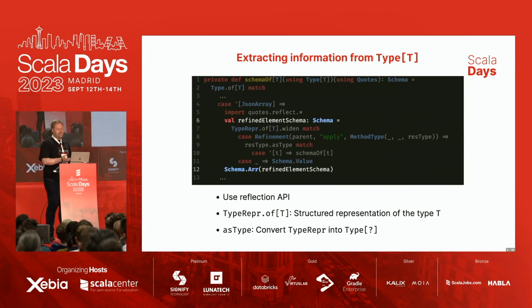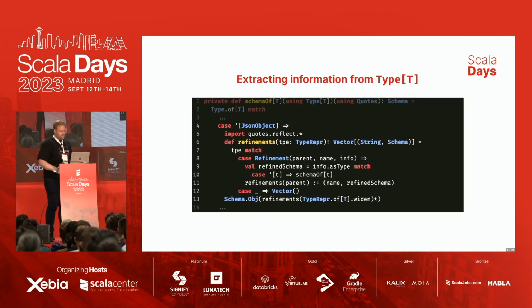And once we have the schema of the element type of the JSON, we can just create the schema of that array type. And we do something almost identical for objects, just that this time we have to go recursively into the parents, because we can have many refinements nested one inside of another, which represents all the refinements in the sequence of refinements that we have in source.